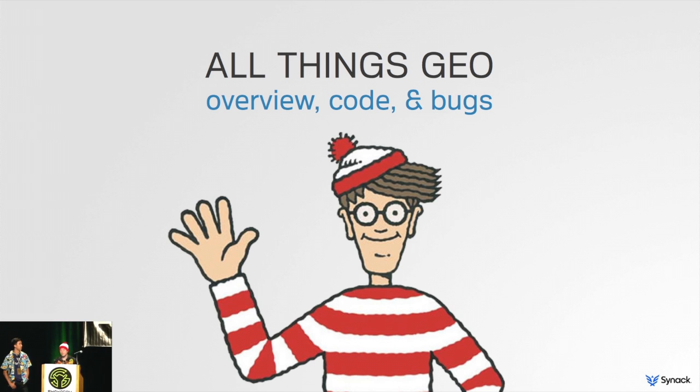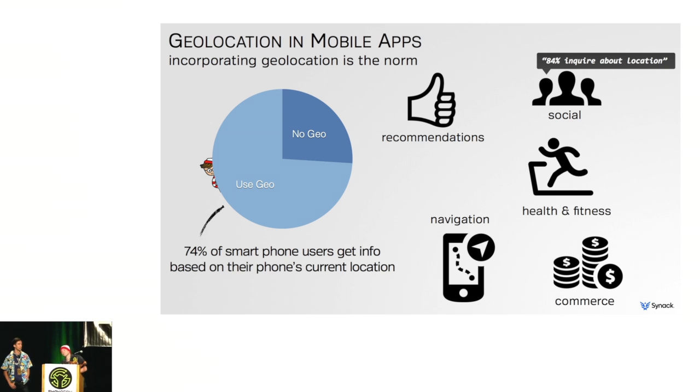First, an overview of geolocation, some code, and some interesting bugs. You might be thinking, why are we even talking about geolocation in mobile apps? Well, it turns out that integrating geolocation capabilities into mobile apps is almost the norm. About 3/4 of smartphone users actually make use of geolocation in some way, shape, or form on their devices.